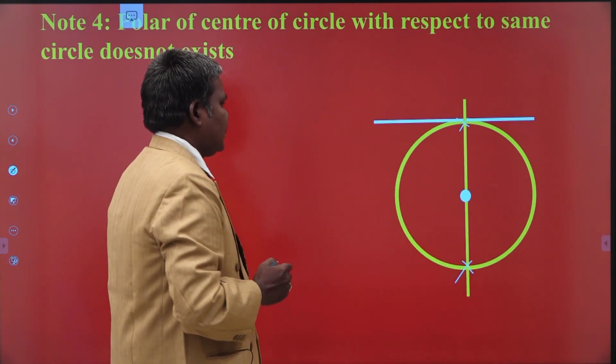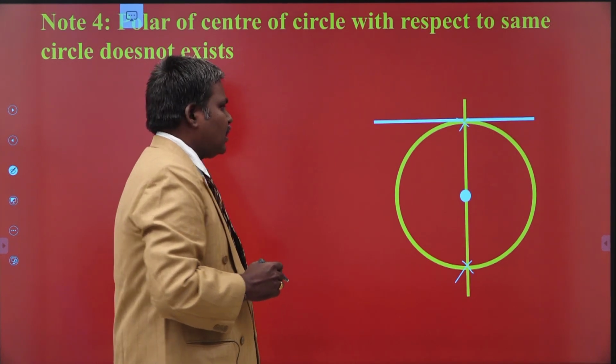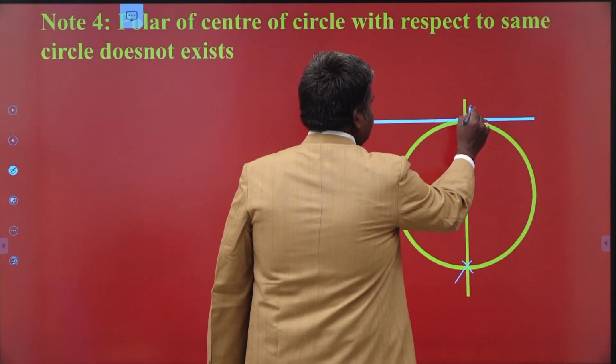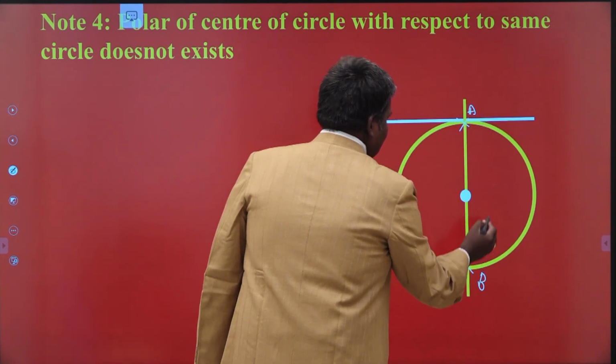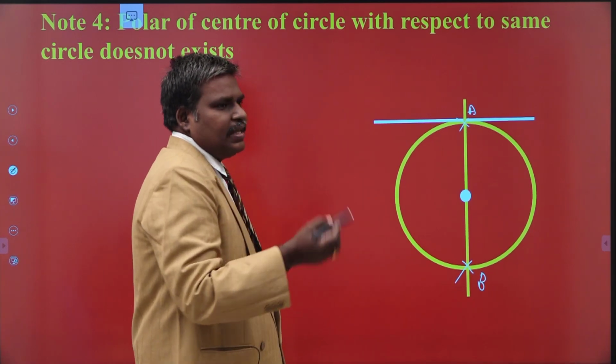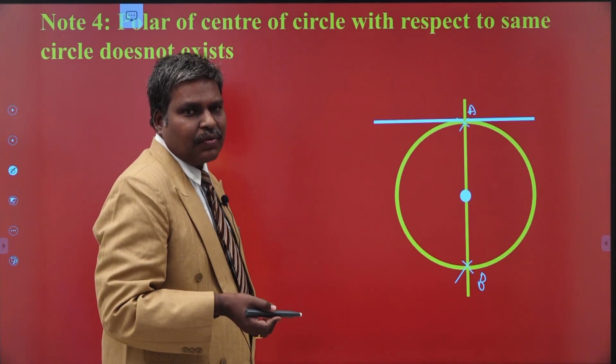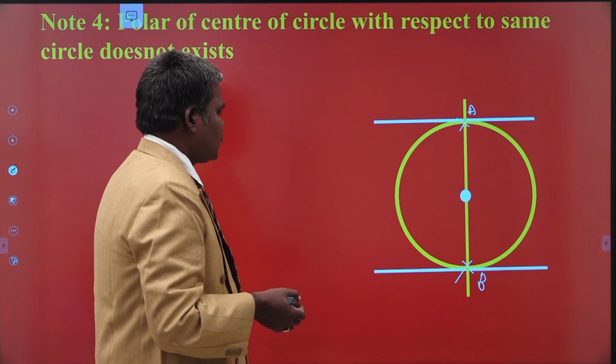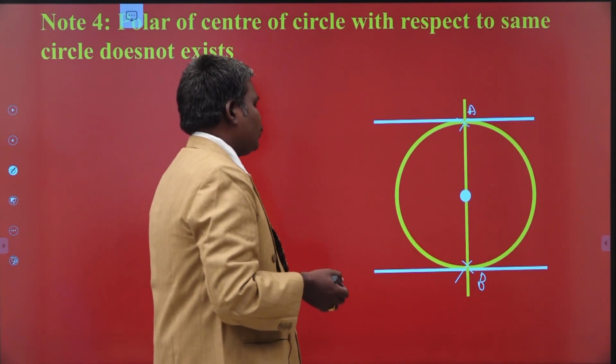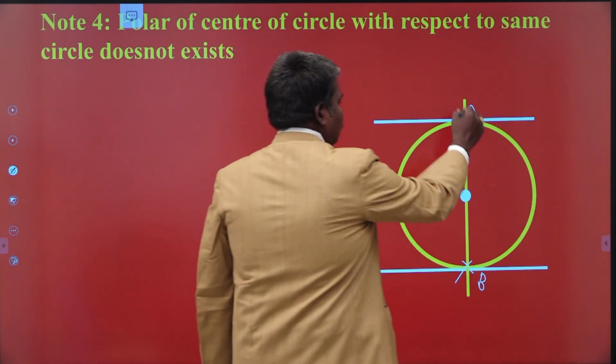So this is the tangent. What is the tangent here? This is one extremity of the diameter. This is another extremity of the diameter. Tangents drawn at the extremities of a diameter are what? Parallel to each other. This is another tangent drawn at B to the circle. Understand? These are the two tangents.